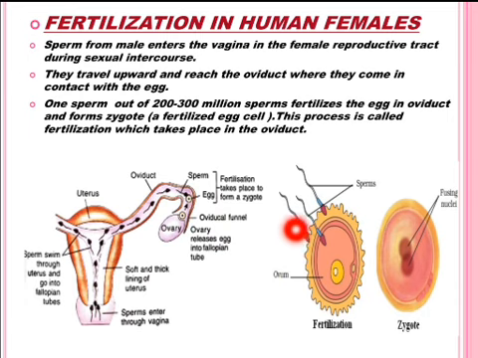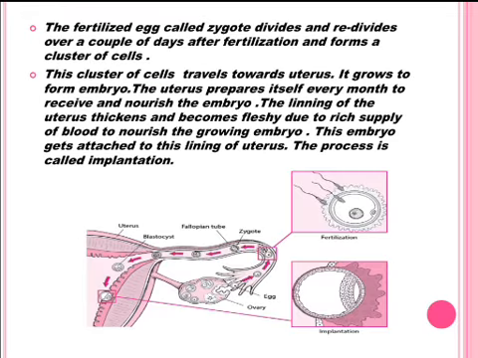You can see how, out of millions of sperms, only one will get a chance to enter the female egg cell or ovum and fertilize it to form the zygote. This process is called fertilization and it takes place in the initial part of the oviduct. The fertilized egg cell called zygote divides and redivides over a couple of days after fertilization and forms a cluster of cells. This cluster of cells travels towards the uterus. It grows to form the embryo.